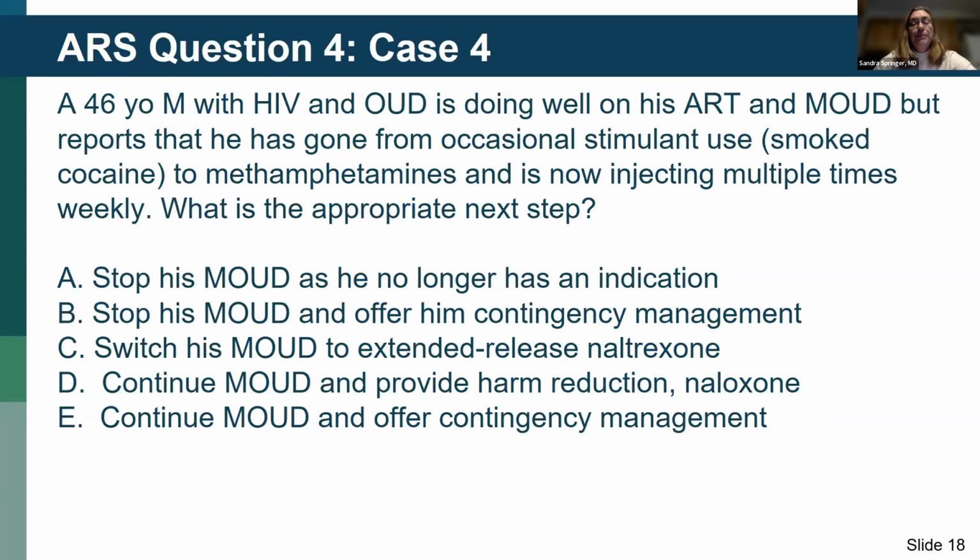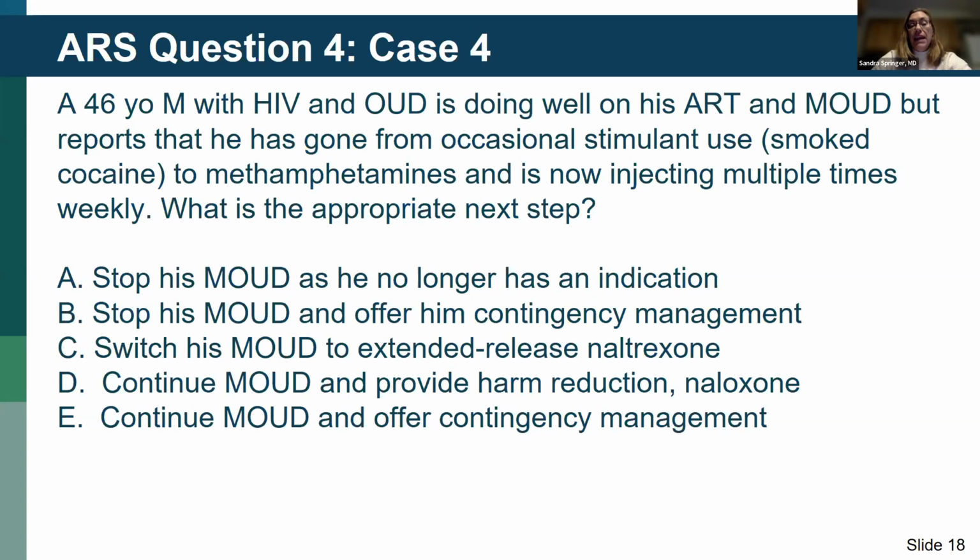So it shouldn't hold you up. Next case is same person. He's doing well, he's coming back. He is, again, taking his antiretroviral therapy, which is great. And he's continuing to take his buprenorphine for his opioid use disorder. And a new thing he's reporting is that he went from occasional stimulant use, which was smoking cocaine, crack cocaine, to now methamphetamine use, and he's now injecting multiple times weekly. So what would be the appropriate next step in this situation?